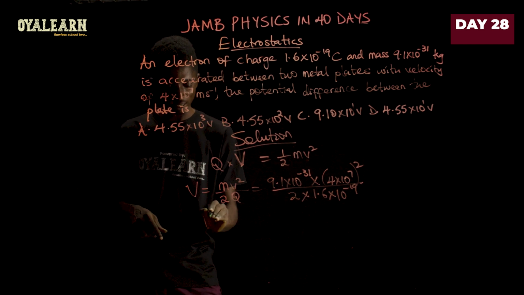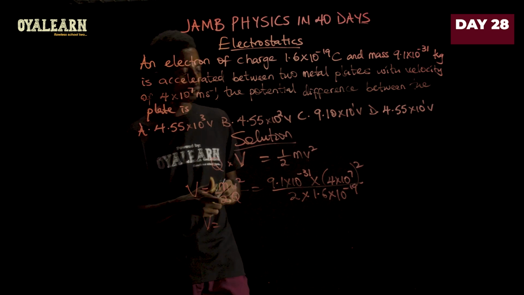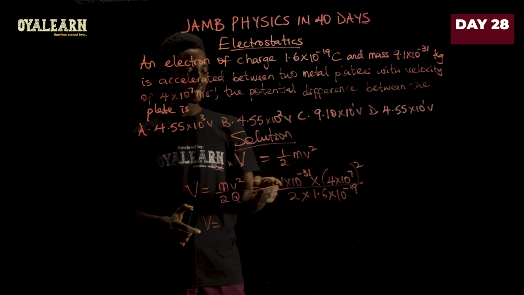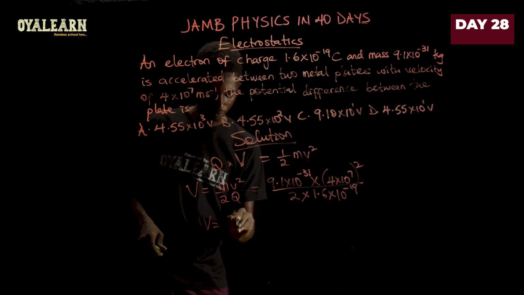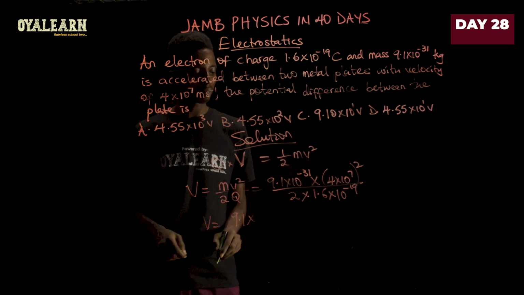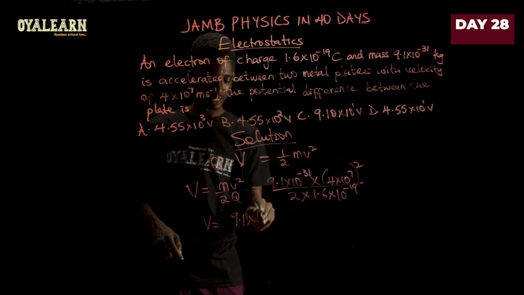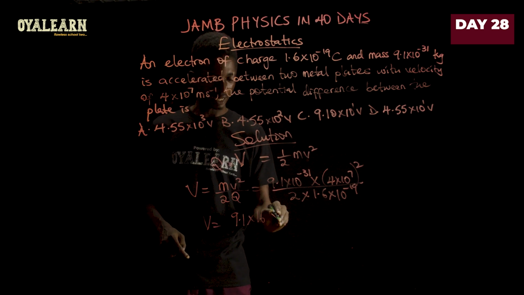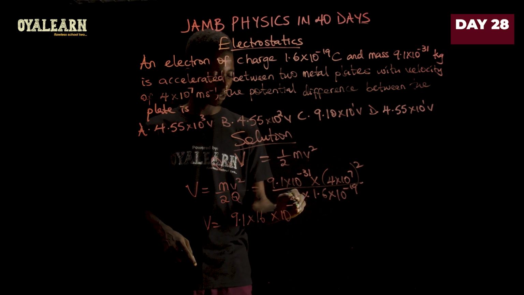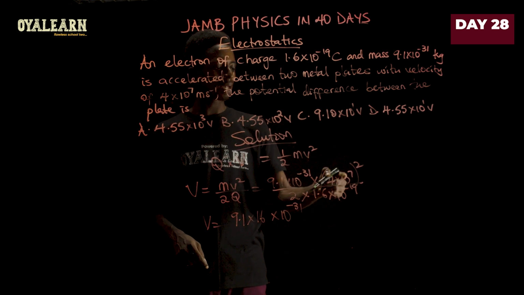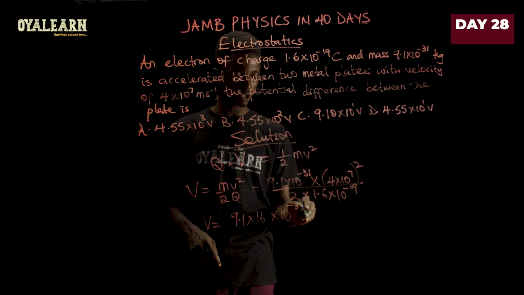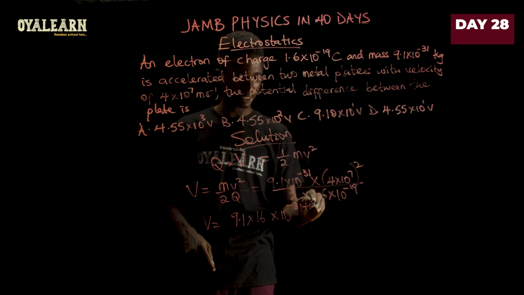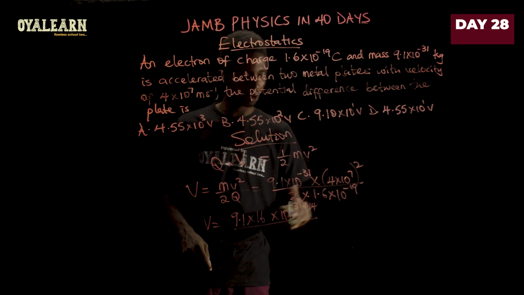Now to simplify this, this is what we're going to do. We can easily see 9.1 here times 4 squared, that is 16. Then times 10 to the power of, we have minus 31 here. By the time you do this, you are going to have 7 times 2, which is 14. So plus 14 here. All over.